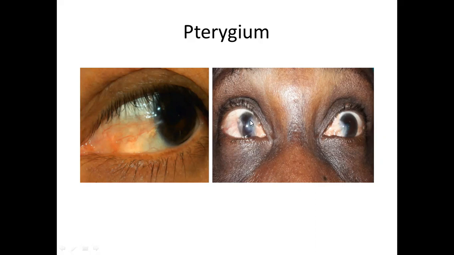We call it polar pterygium. They are coming from the two poles. So they come and join at the center and they can virtually cover the eye. So this is the one we call polar pterygium. So please go ahead.